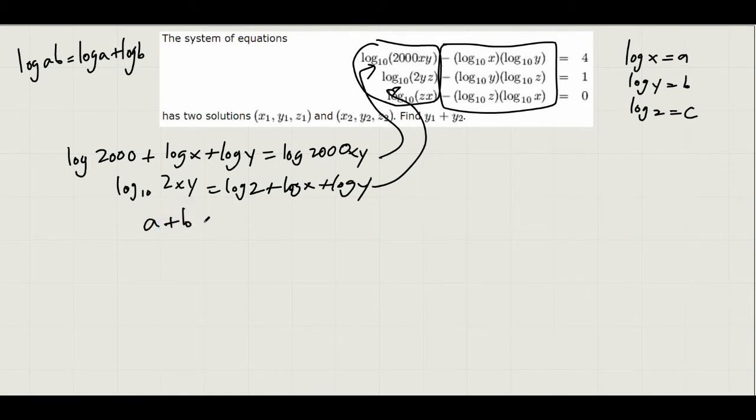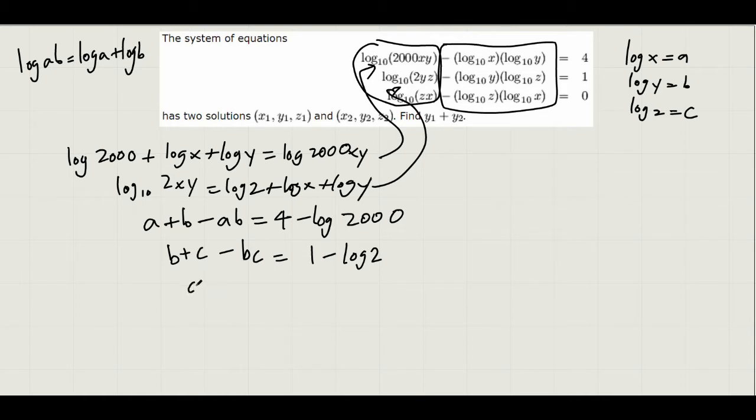a plus b minus ab equals 4 minus log 2000. And same thing for the second equation: b plus c minus bc equals 1 minus log 2. And a plus c minus ac equals 0.